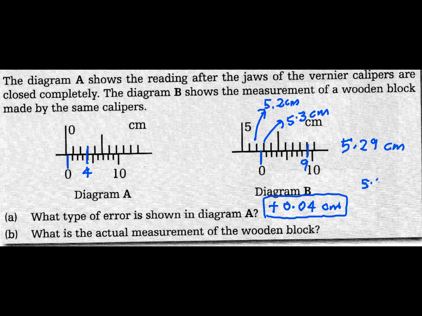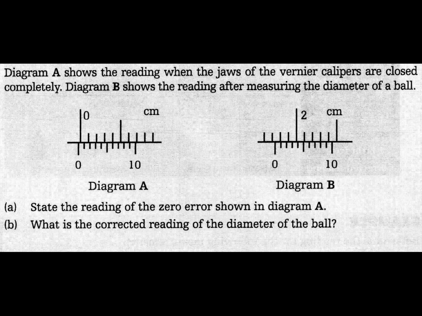So 5.29 centimeters minus 0.04 centimeters, we end up with 5.25 centimeters. So the true measurement of the wooden block is 5.25 centimeters. Let us now look at another example with negative zero error.